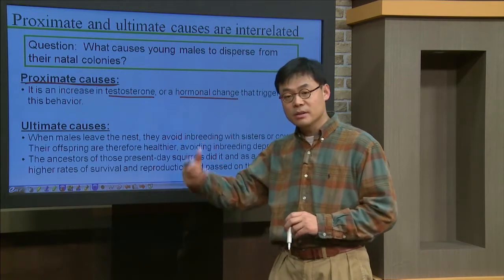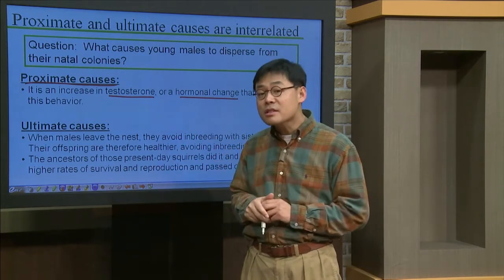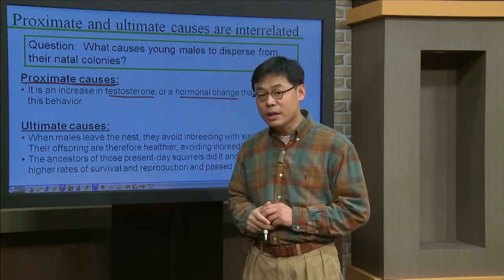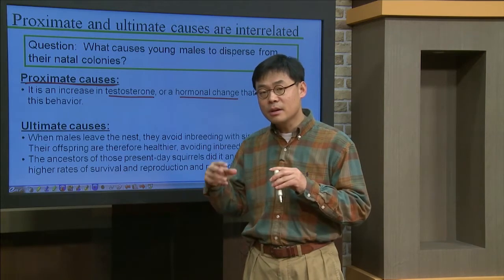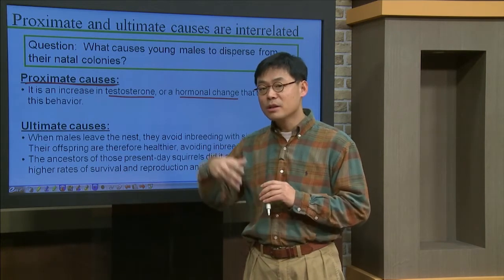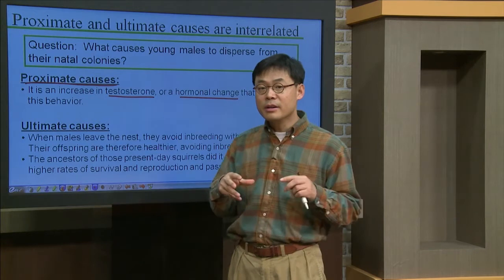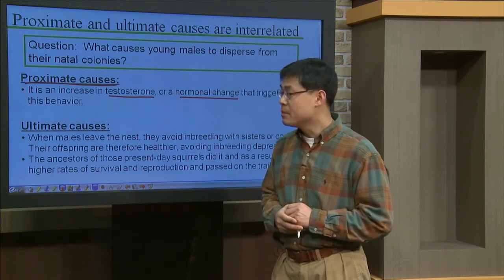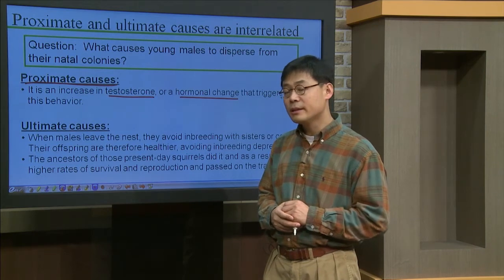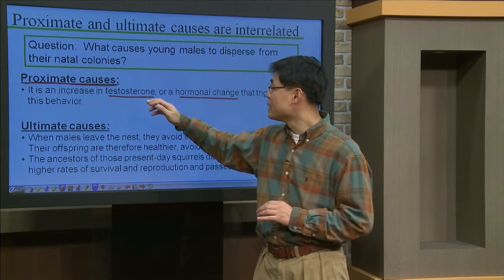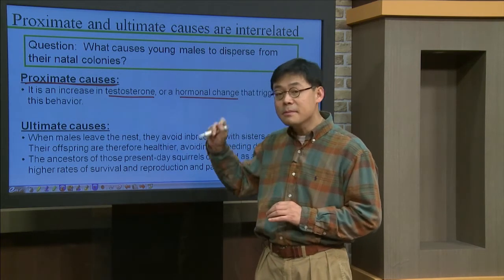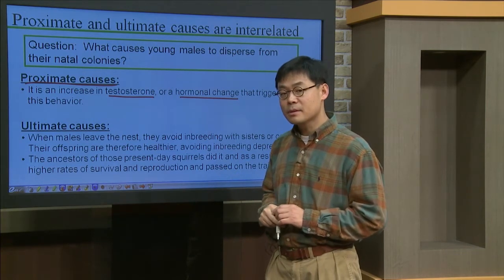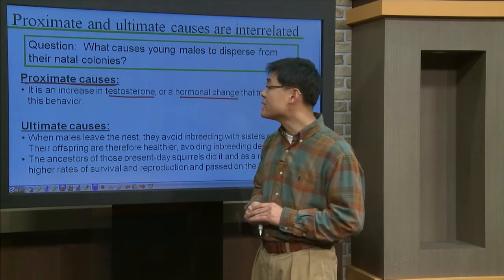The young males have high levels of testosterone in their bloodstreams. Then this high level of testosterone triggers them to move out of their natal burrows and go farther and farther away from their natal burrows. So that's the physiological or proximate mechanism for this dispersal by the young male squirrels.